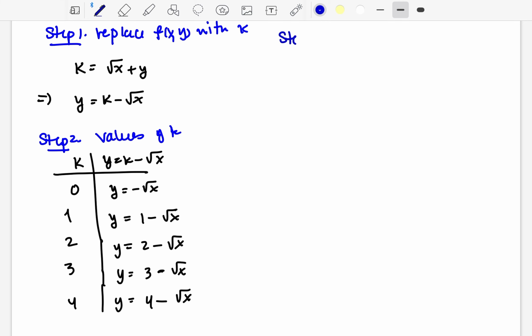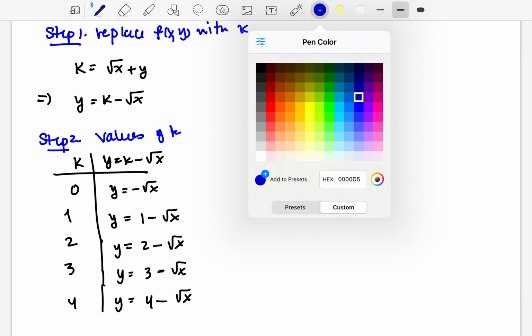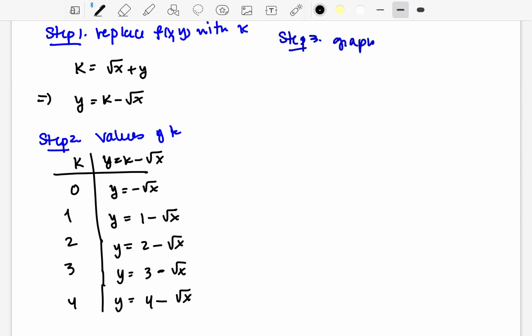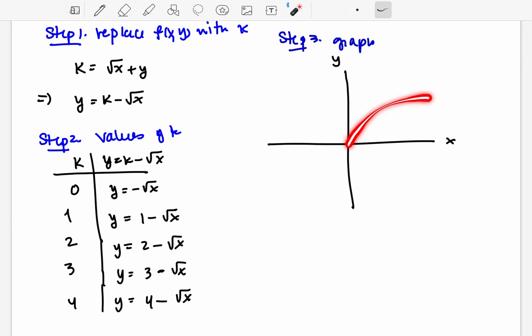So this is step 3, graph, and we know what the graph of root of x looks like. If this is x and this is y, we know that the root of x looks like this. Therefore, for negative root of x, what we do is we flip it over the x-axis, so it looks like this. So this would be the graph when k is equal to 0, which is just negative root of x.